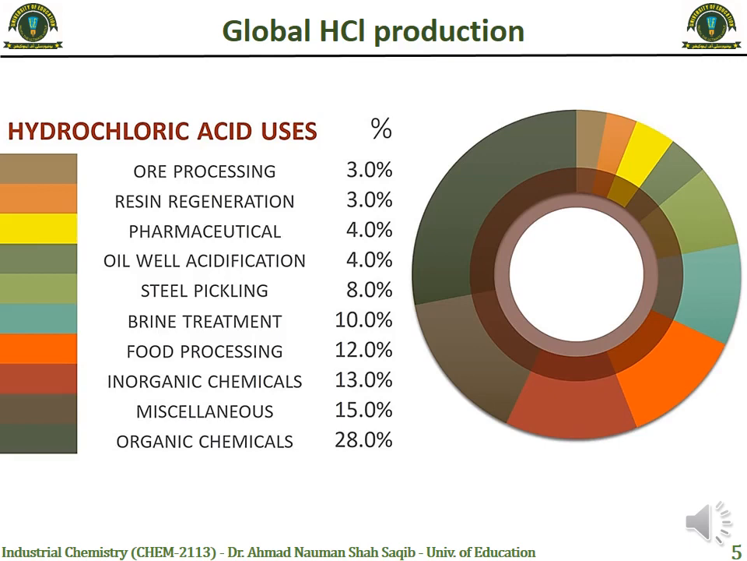a major portion of HCl, around 28%, is used in the manufacturing of organic chemicals, around 3% is used in ore processing, 3% in the regeneration of resins, around 4% in pharmaceuticals, and also 4% in the acidification of oil wells. And 8% of HCl is used in steel pickling, and around 10% in brine treatment. Around 12% of annual use of HCl is for food processing, and 13% is used in inorganic chemicals, and the remaining 15% has different miscellaneous applications. However, this ratio of usage of HCl in different industries will vary from country to country, and from continent to continent.